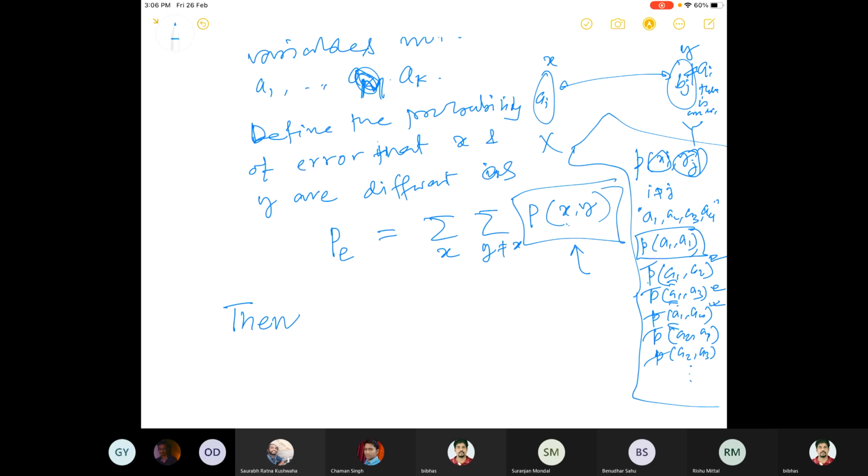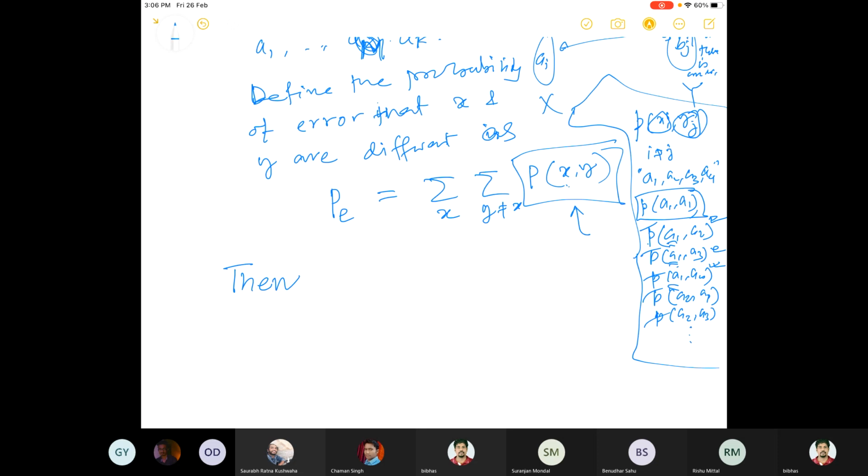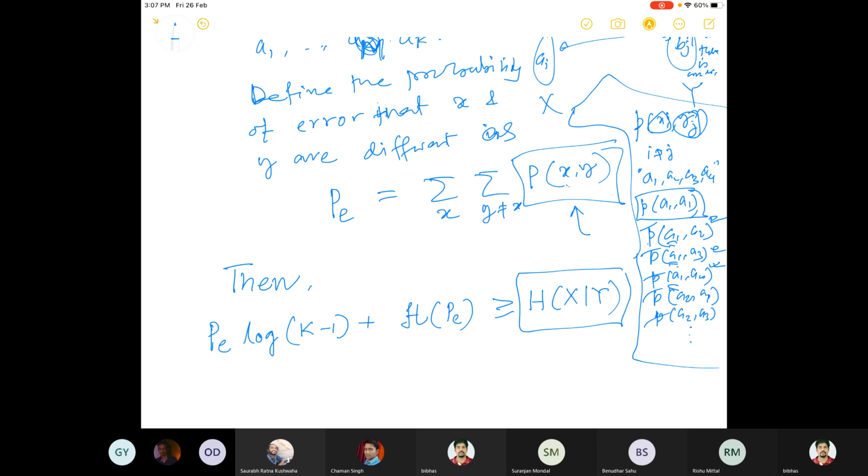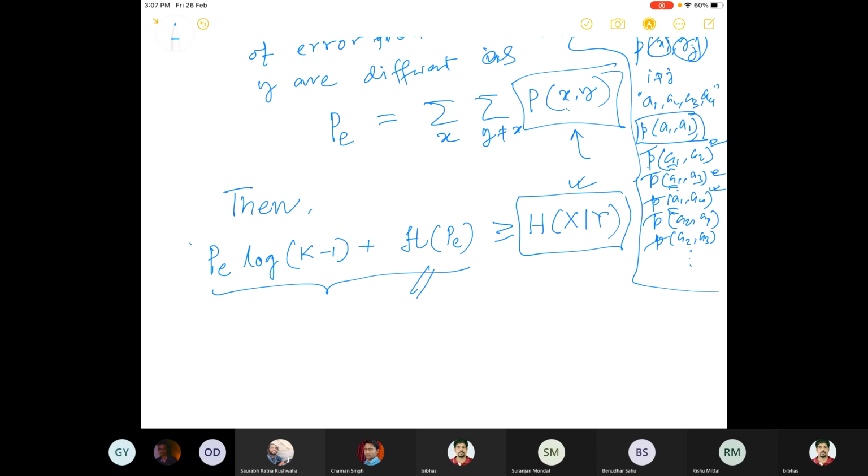Then what we're saying is this probability of error will satisfy the following, and this is the theorem, the statement. The claim is we want to show that P(E) times log of (K minus 1) plus H(P), which is nothing but the entropy of P, is always bigger or equal to H(X given Y). So this is the conditional entropy. The conditional entropy is always less than or equal to this value. So you have a lower bound of the error probability in terms of the conditional entropy. This is what we want to prove. And this guy is nothing but the entropy corresponding to this one, so it is minus P log P minus (1 minus P) log (1 minus P). So this is what we are going to prove now.